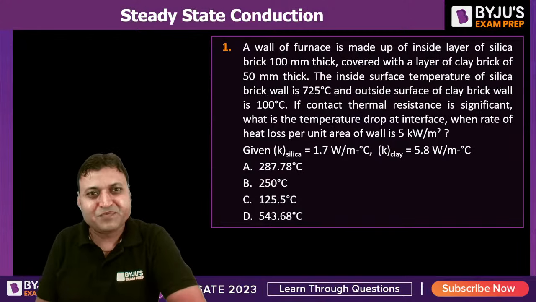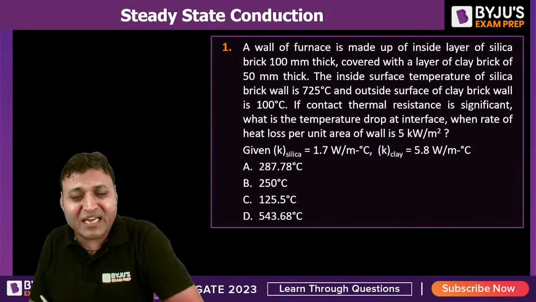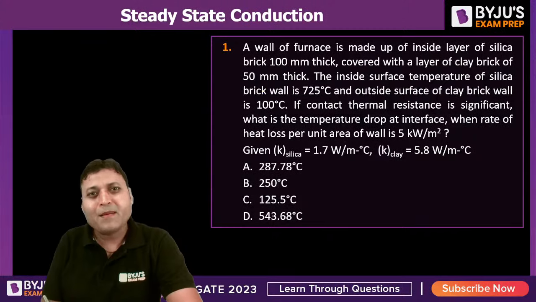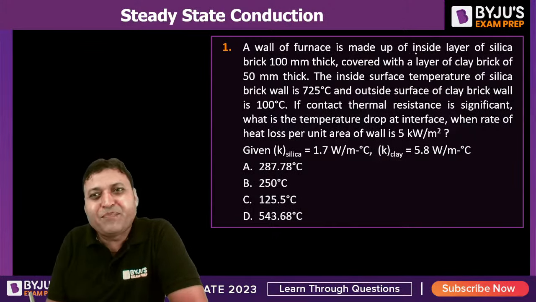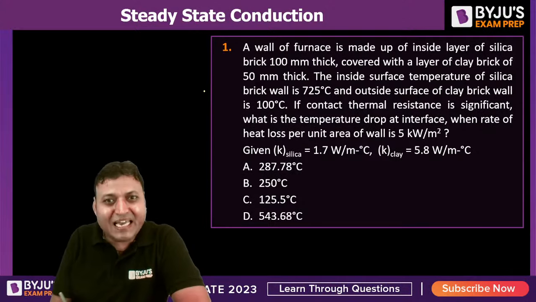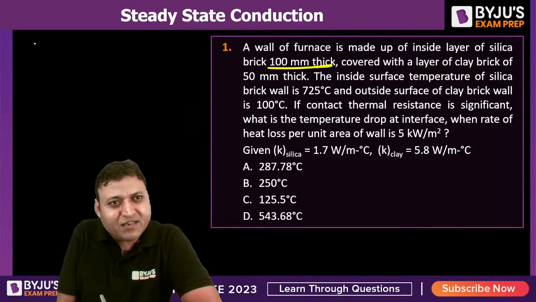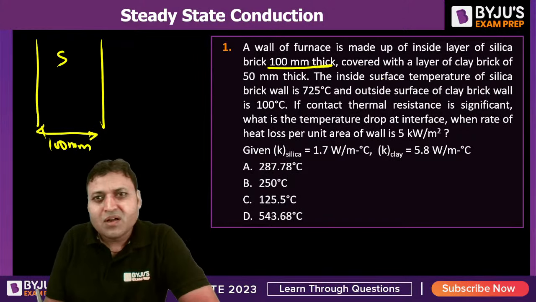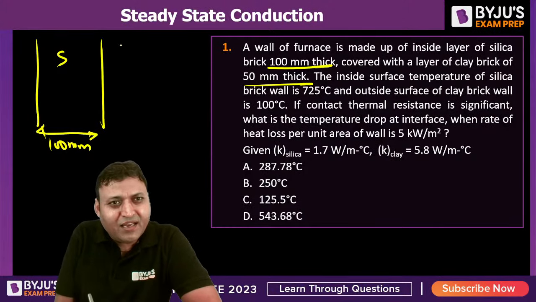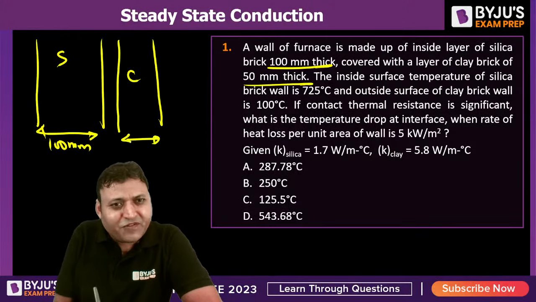The first question on the screen, can you guys just solve the question? A wall of a furnace is made up of an inside layer of silica brick, which is 100 mm thick, covered with a layer of clay brick of 50 mm thick. This is clay, this is 50 mm thick.